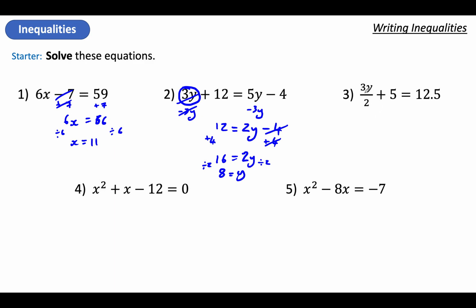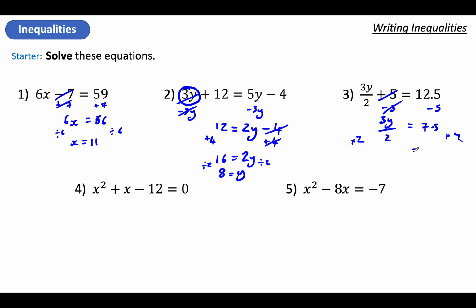This one, though, there is a fraction in here, but it's only on part of my equation. So I need to deal with the plus 5 first. So I'm going to take away 5 from both sides of my equals sign. So the left-hand side is now 3y over 2, and the right-hand side is now 7.5. I've then got a fraction, and the whole of the left-hand side is divided by 2. So we're now going to times by 2.